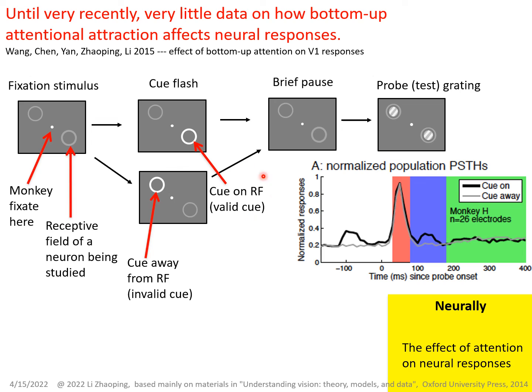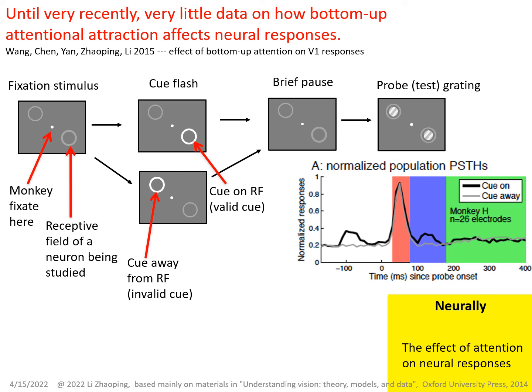Now, however, because the neuron also responded to the cue, even though by the time the probe appeared the cue had disappeared and the response to the cue had already died down, one can never be sure whether this increased response is not actually due to this cue. The cue may be a confound; we can't be sure.